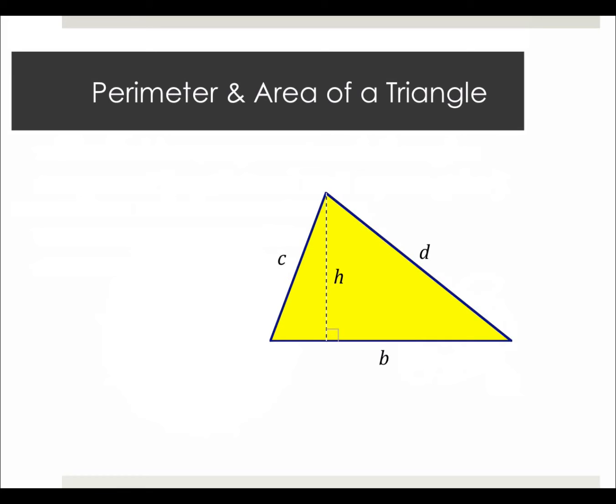That's a triangle. John, what does the word perimeter mean? The distance around the shape. Good. So if I wanted to find the perimeter of this triangle, what would I do? You'd add all the sides. Which would be what? C plus B plus D. Well done.